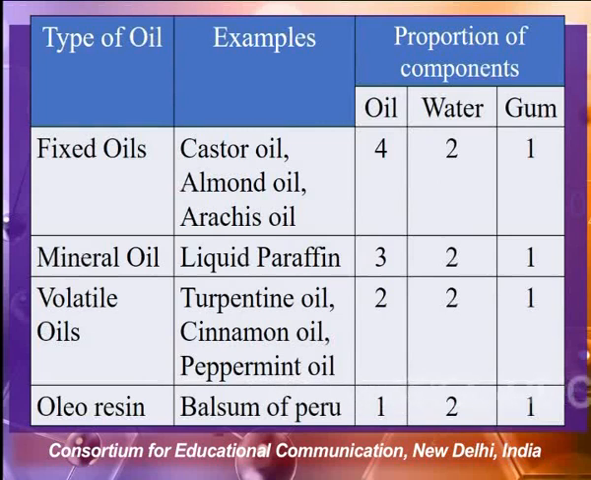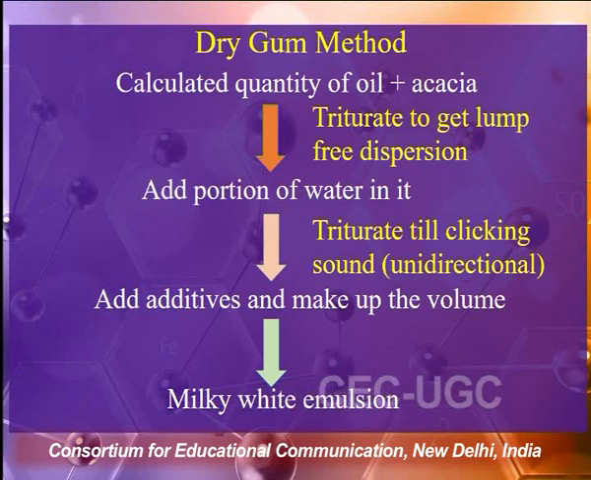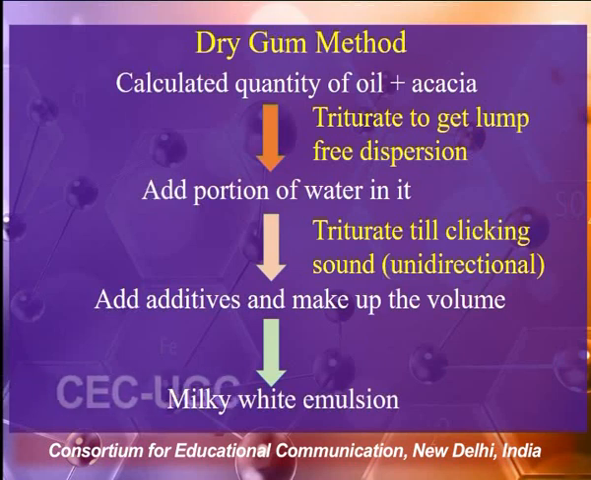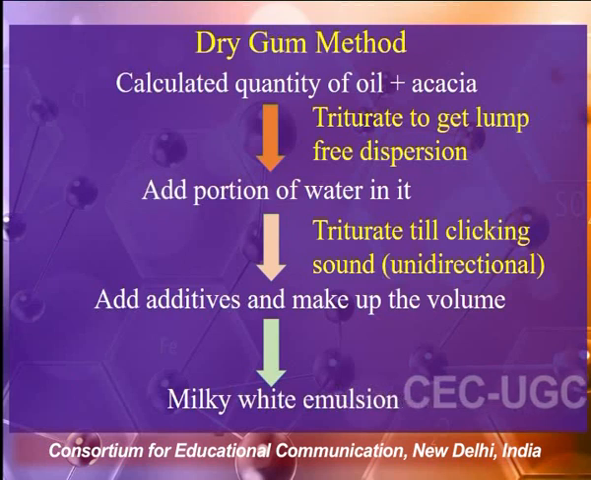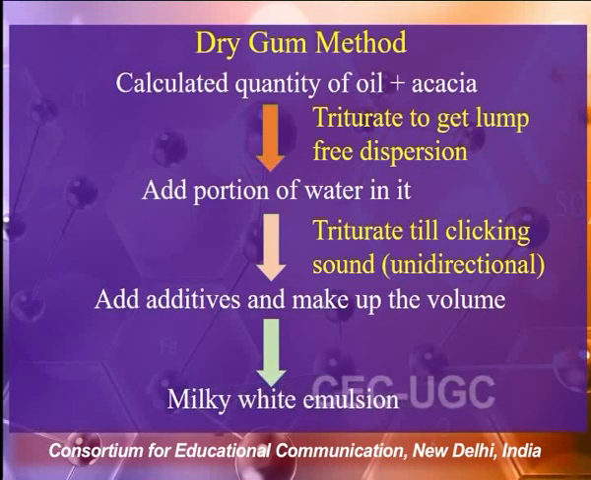So, understanding the primary emulsion formula, we can have 2 approaches for the preparation. One is called the dry gum method and the other is called the wet gum method. Whenever we talk about the dry gum method, the methodology is that as per the primary emulsion formula, the calculated quantity of oil and gum is taken in a dry mortar and pestle and triturated to get a lump free dispersion.